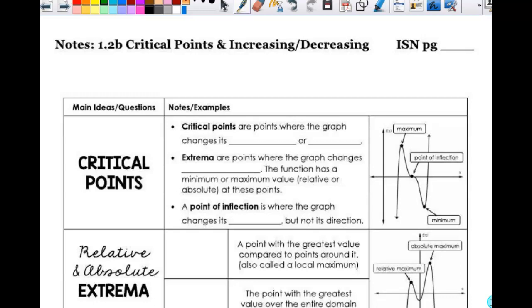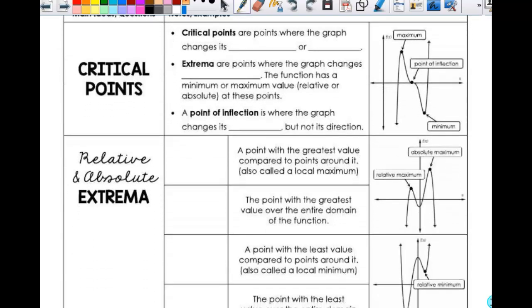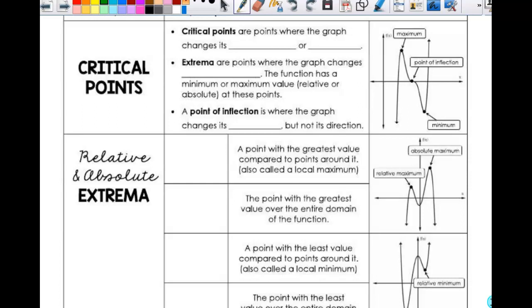Okay. So critical points for our graphs. The overall concept of critical points, those are points where the graph changes its direction or shape. Either one makes it a critical point. And then we have some subcategories of critical points.